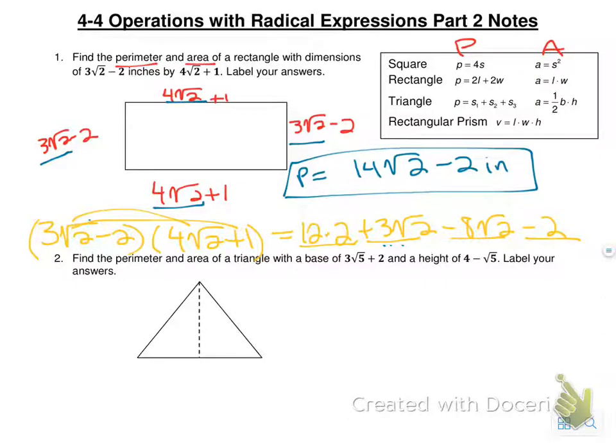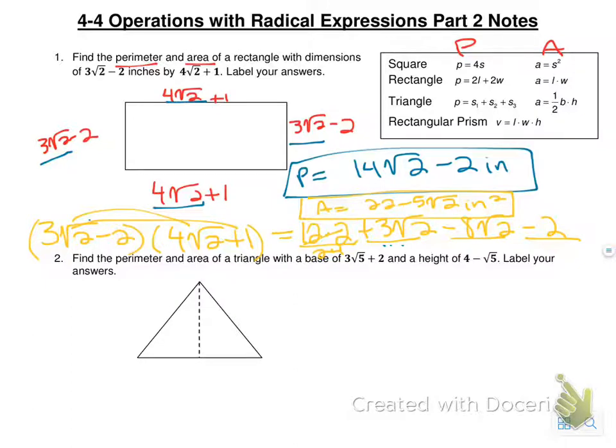Now, this might be making some of you think, oh, I remember this problem. We did this problem yesterday. So I combine like terms, and I get, this is 24, so I get 22 minus 5 root 2 inches squared, and this is the area. Okay, so the same numbers as yesterday, but now we just have it in the context of an area and perimeter problem.